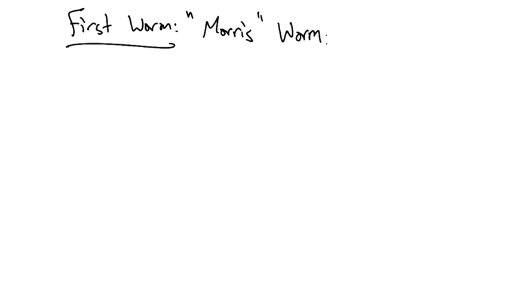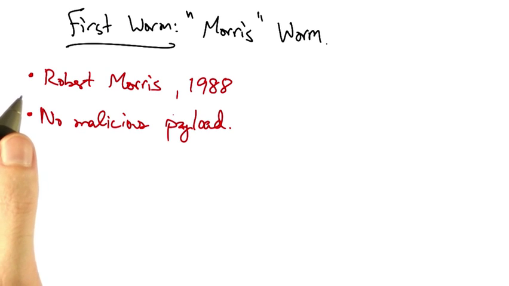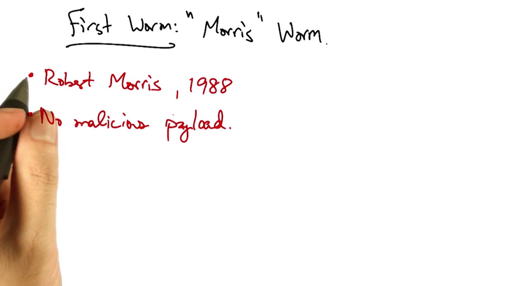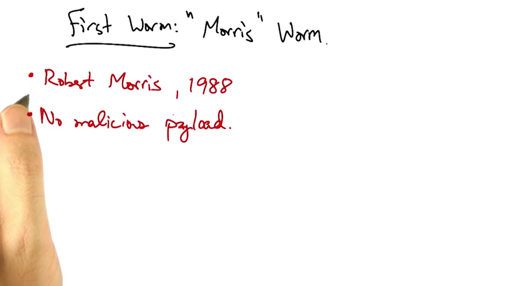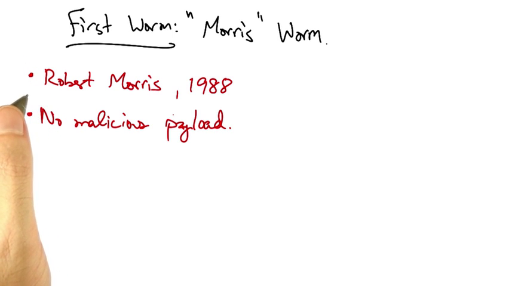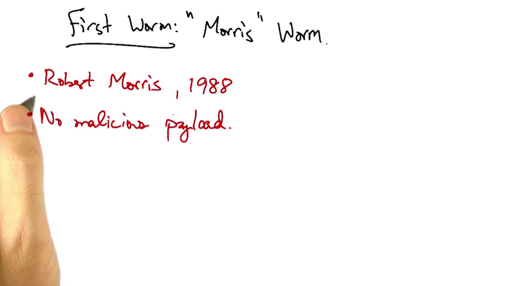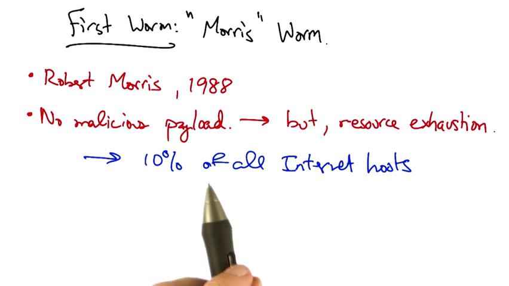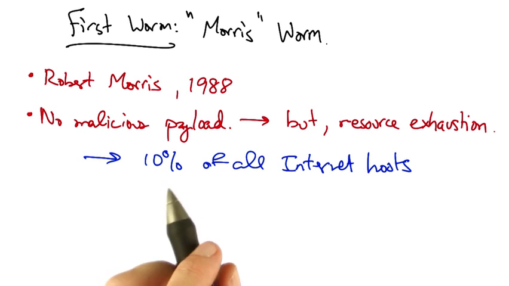The first worm was designed by Robert Morris, Jr. in 1988. The worm itself had no malicious payload, but it ended up bogging down the machines that it infected by spawning new processes uncontrollably and exhausting resources. At the time it was released, it affected 10% of all internet hosts.